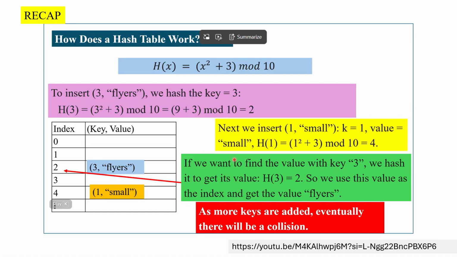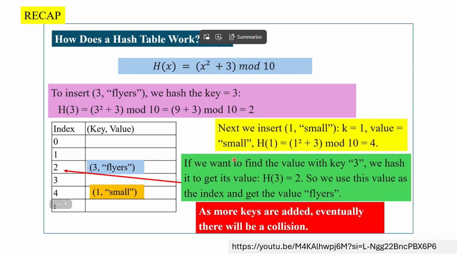In the recap, I just want to go through the previous video slide where we have mentioned the working of a hash table and how the entries are made element by element. We first enter this key value, then we enter another one, but as more keys are added, eventually there will be a collision. This is the link to the previous video.